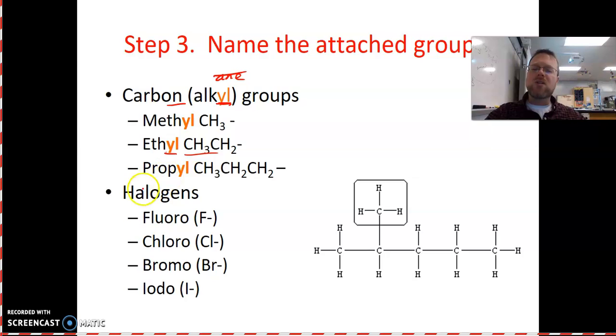Okay. Now you can also have halogen attachments. If you have group 17 element attachments, we stick a little o ending on the end of those elements. So fluorine becomes fluoro, chlorine becomes chloro, and so on and so forth there. Okay. All right, back to this guy.